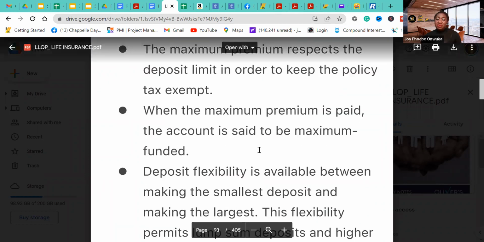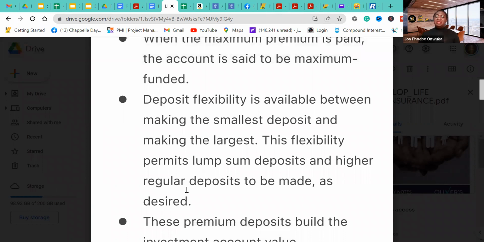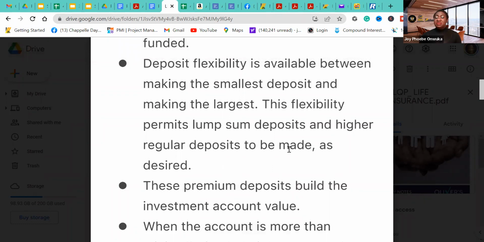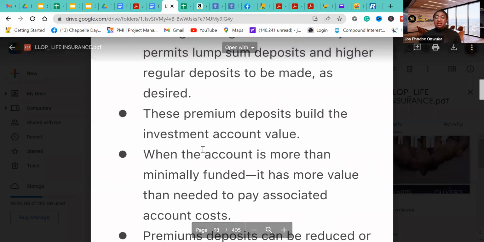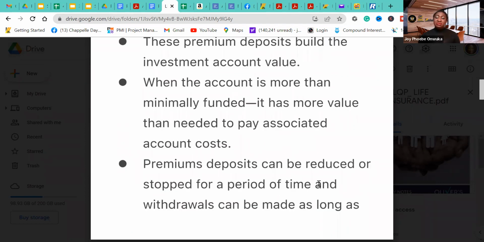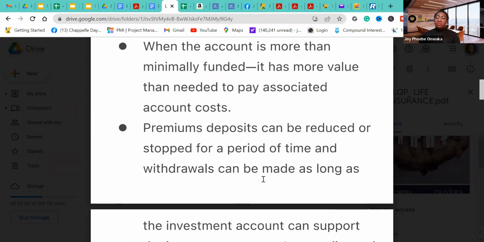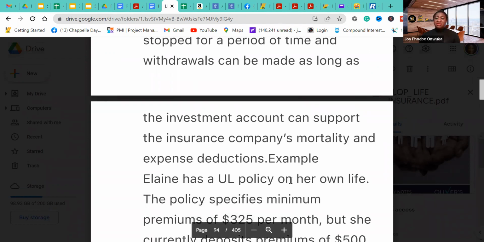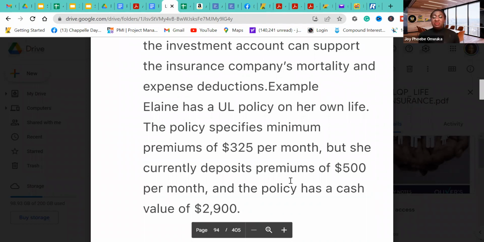When the maximum premium is paid, the account is said to be maximum funded. Now, deposit flexibility is available between making the smallest deposit and making the largest. This flexibility permits lump sum deposits and higher regular deposits to be made as desired. This premium deposit will build the investment account value. When the account is more than minimally funded, it has more value than needed to pay associated account costs. Premium deposits can be reduced or stopped for a period of time, and withdrawals can be made as long as the investment account can support the insurance company's mortality and expense deductions.